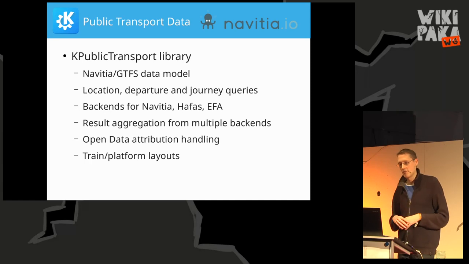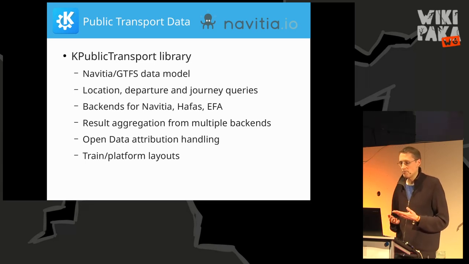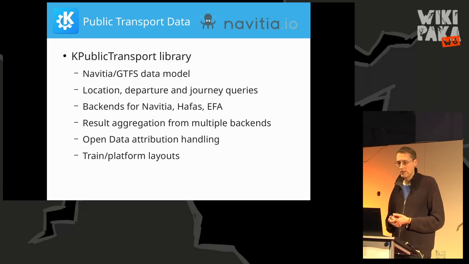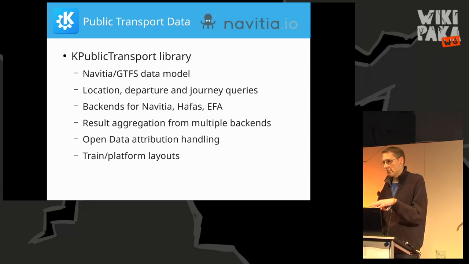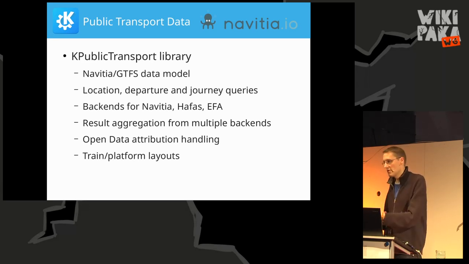The second piece on backend components is the public transportation library. That's basically a client API for Navitia mainly, but also for some of the proprietary widespread backends like HAFAS, that's the stuff Deutsche Bahn is using. And it can aggregate the results from multiple backends. If you're using open data in a backend, it propagates the attribution information correctly. And just a few days ago, it also gained support for querying train and platform layouts, Wagenstandsanzeiger in German. So we can have all of that in the app.